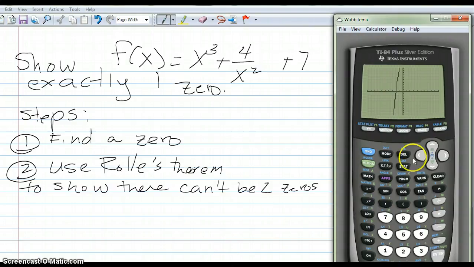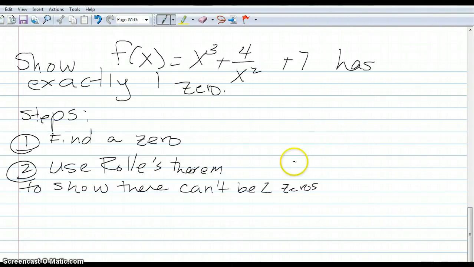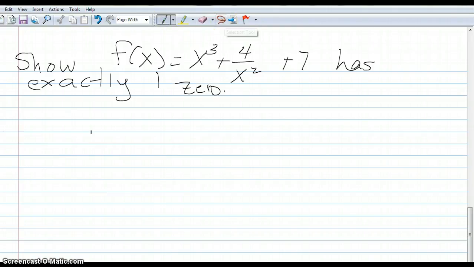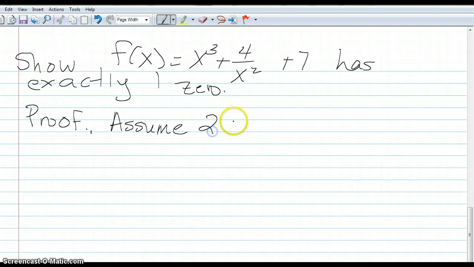Well, now we're going to use Rolle's theorem to show it can't have two zeros. So here's how we do that. I'm actually going to erase this just so I have more room. So we do something called contradiction, meaning we're going to assume, so this is actually going to be a proof, we're going to assume there are two zeros, which is the opposite of what we want to be true. We want to show there can't be two zeros. So if we find something that contradicts Rolle's theorem, our assumption of two zeros will be wrong. So we're going to call our two zeros A and B.